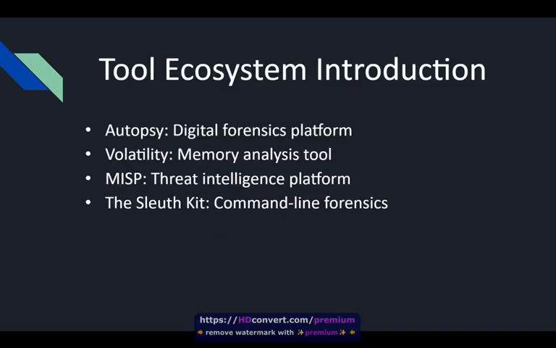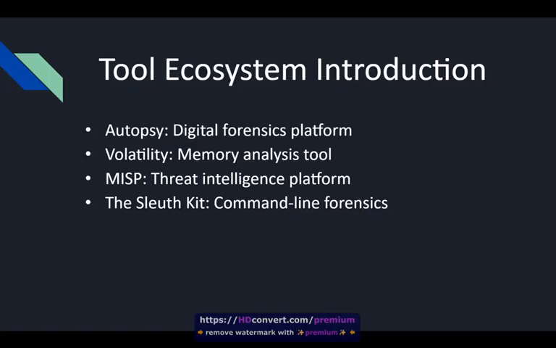Now, let's see the tools which we used in real life scenarios. There are four tools which we used: Autopsy, Volatility, MISP, and the Sleuth Kit command line forensics. We selected four complementary tools for our demonstration, which are like I explained now.